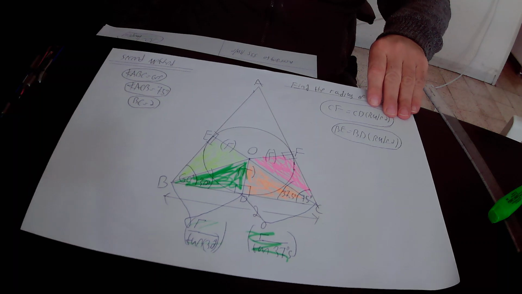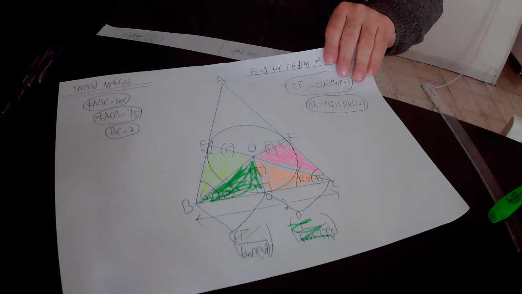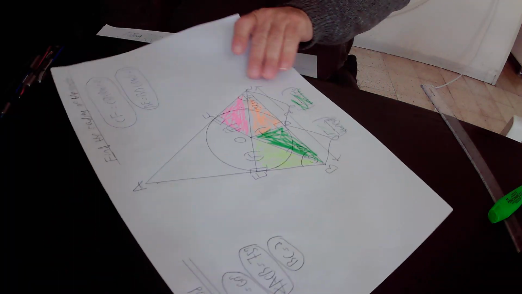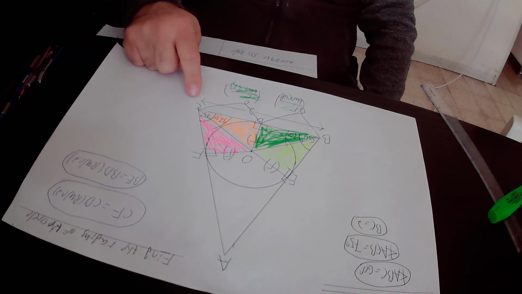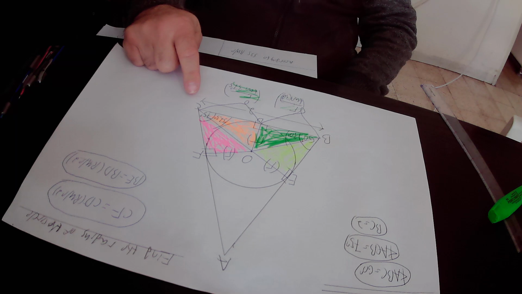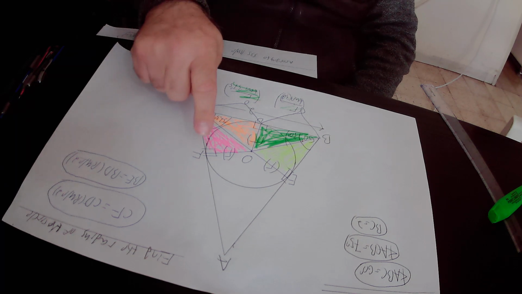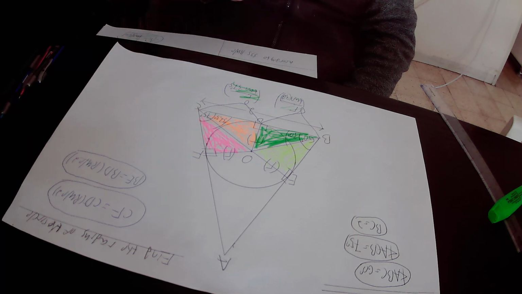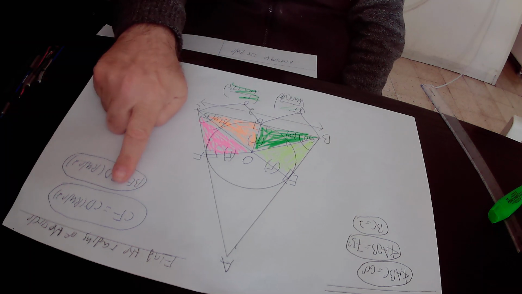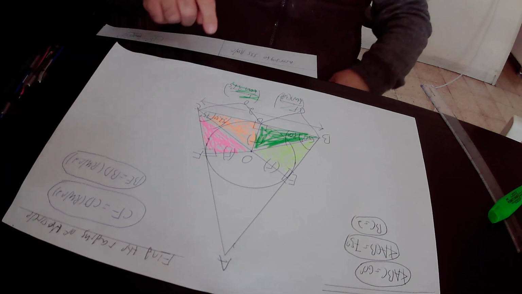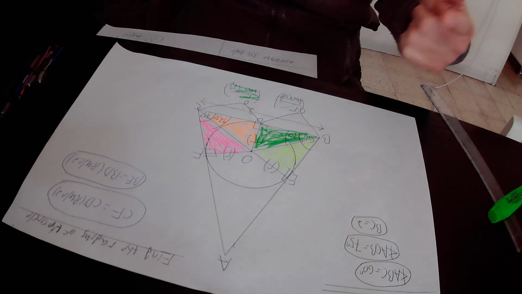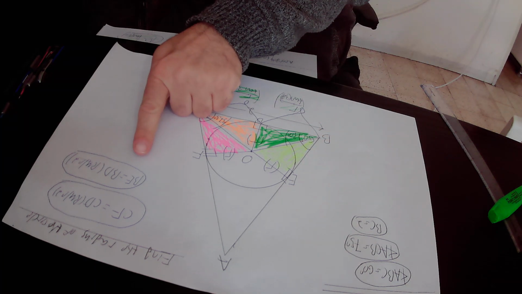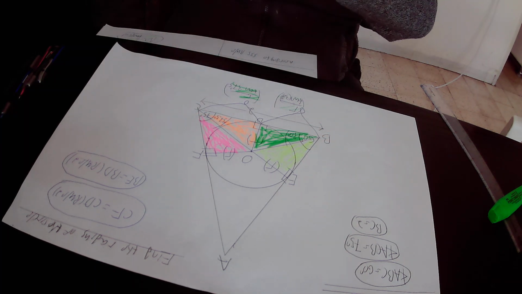Then we implement rule number 2. If you focus on the common external point C, from the common external point C we have two tangents to this circle, tangent CF and tangent CD. And according to rule number 2, they are equal to each other. CF equals CD according to rule number 2. Then we focus on the common external point B. From the common external point B, we have two tangents to this circle, tangent BD and tangent BE. And according to rule number 2, they are equal to each other. That is to say, BE equals BD according to rule number 2.